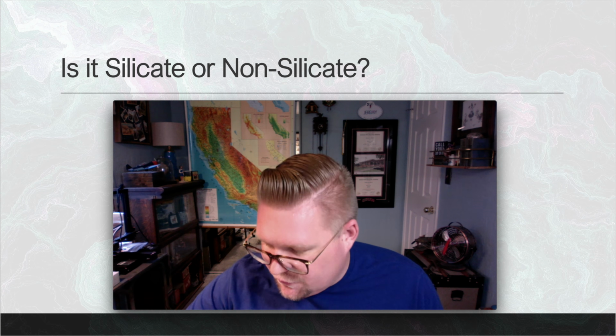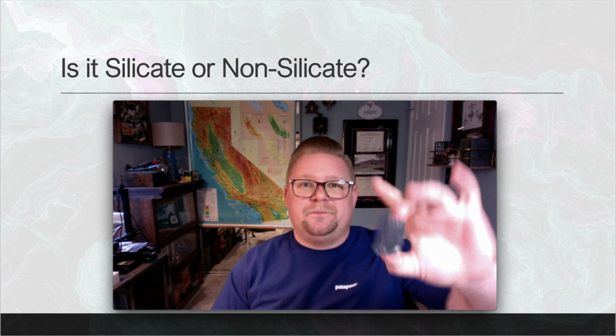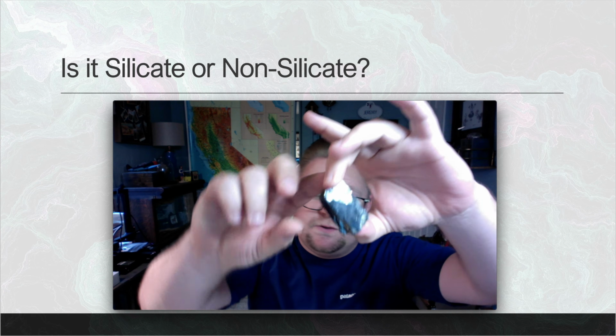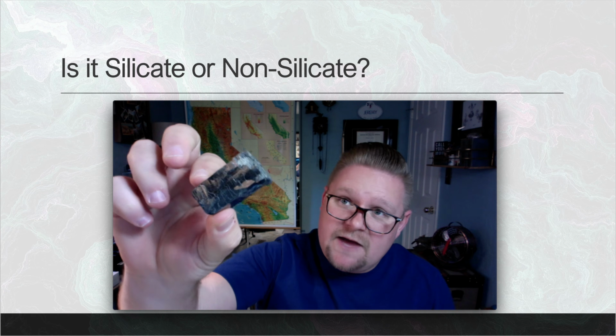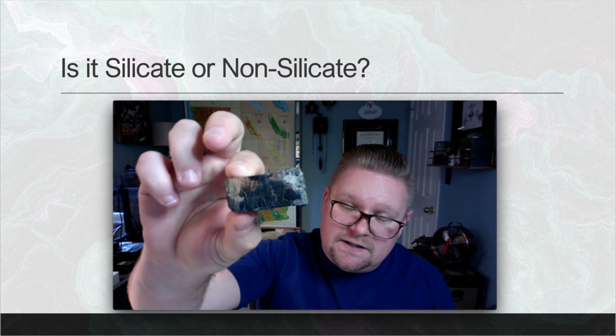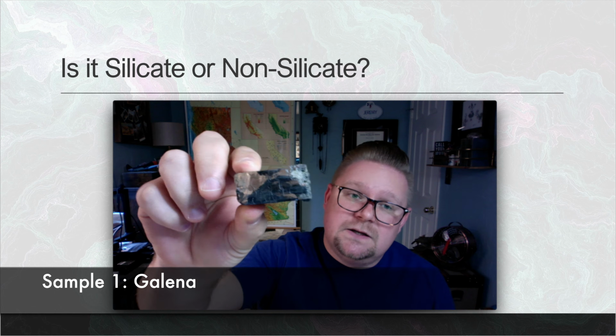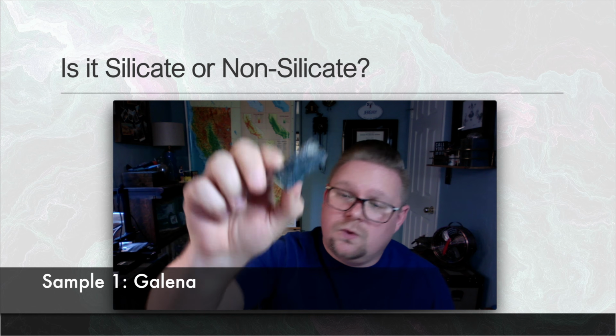So the first thing I'm going to show you is this specimen here. If we notice some of its physical properties, it's very, very heavy, it's metallic in luster. This is known as galena. Is it a silicate or a non-silicate?